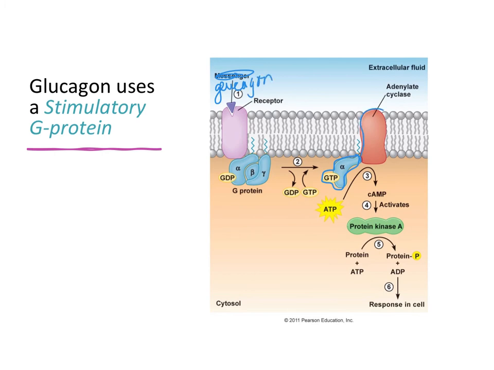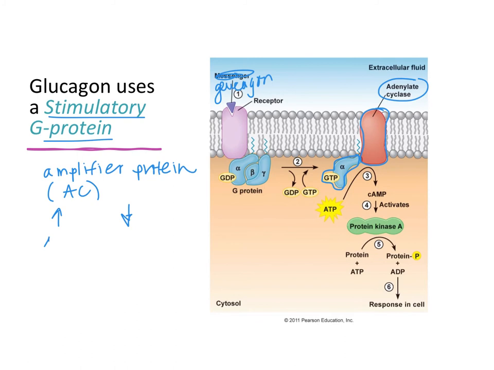And the alpha subunit goes to an amplifier protein. In our case, it's adenylate cyclase. And once it's bound to the amplifier protein, again, in our pathway, it's adenylate cyclase, AC, it can either upregulate the amplifier or downregulate it. The glucagon uses a stimulatory G protein pathway, so we're going to upregulate, not inhibit, adenylate cyclase. And adenylate cyclase makes this really important intermediate called cyclic AMP. And cyclic AMP is our second messenger.